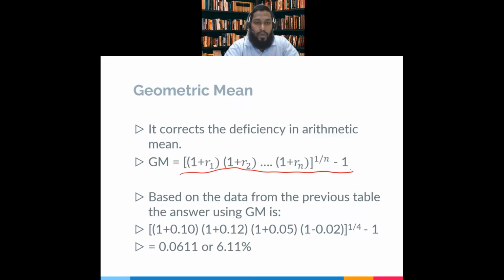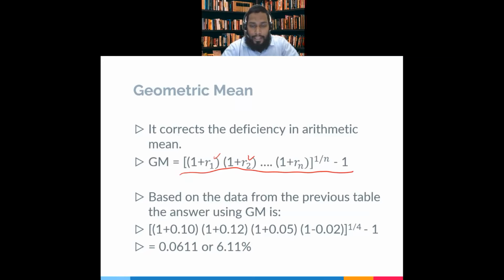So we need to put from the formula, 1 plus the return for the first period, and then multiplied by 1 plus the return for the second period, and it goes on. And then there's a bracket to the power 1 divided by n, n is the number of the periods, and then there is minus 1 from the formula.